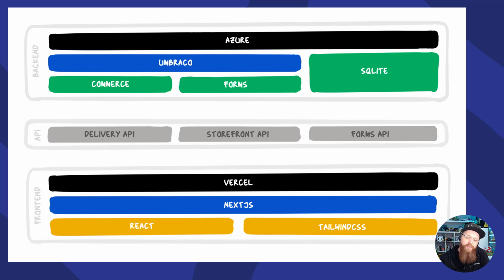On the front end, we'll take a little bit of a closer look at the technology stack that we're using in a moment, but we're using tools and frameworks that are quite common and used quite a lot in agency world, so hopefully something that's quite familiar to people. But in terms of how these are glued together, we've got this nice API layer in the middle, and this is where we're going to be using the Delivery API for content, Storefront API for commerce, and the Forms API for our form inputs.